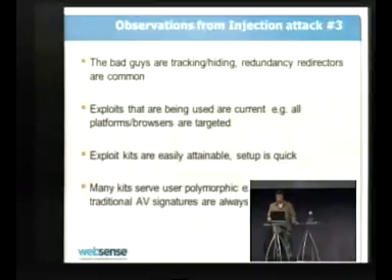So some of the observations from this last attack. Bad guys, as we know, they're tracking, they're hiding, they're blacklisting, they're using redundant redirectors. You're not always going to go to the same redirector. In the majority of cases, that redirector is going to belong to the same hosting provider, even though it's a different host. The exploits that are being used are current, constantly updated. Adobe is constantly being found to have more vulnerabilities, even though they're putting some pretty great security measures in place.